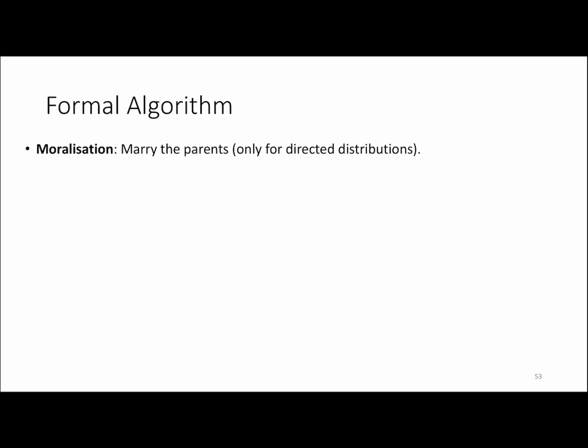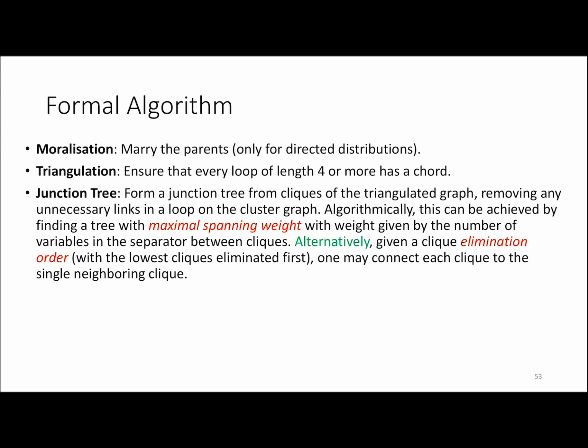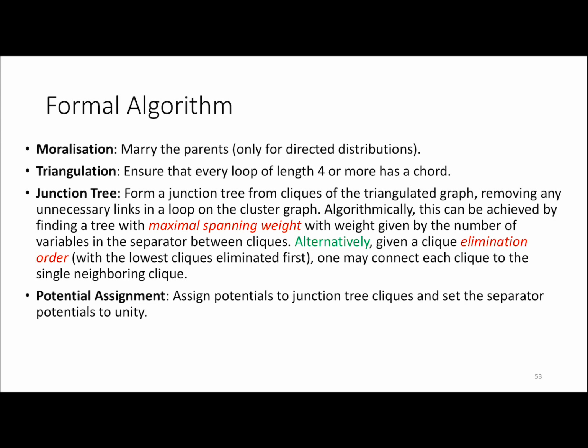That's the procedure. So the formal algorithm is that you start with a graph, remove the arrows, or if it has arrows, moralize it, and then you have to do the triangulation procedure, either through variable elimination or by a spanning tree. Get the junction tree, assign the potential to each of these clusters, and send the message.